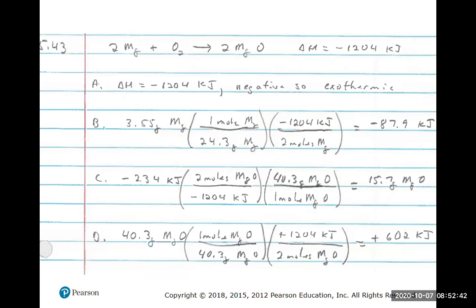The 40.3 is the molecular weight of magnesium oxide. So if we looked up the atomic weight of magnesium and added it to the atomic weight of oxygen, that's 40.3. So I've taken that amount of energy they talked about and converted it to moles of magnesium oxide, because that's what we're dealing with. Then converted the moles into grams, and I get that final answer of 15.7.